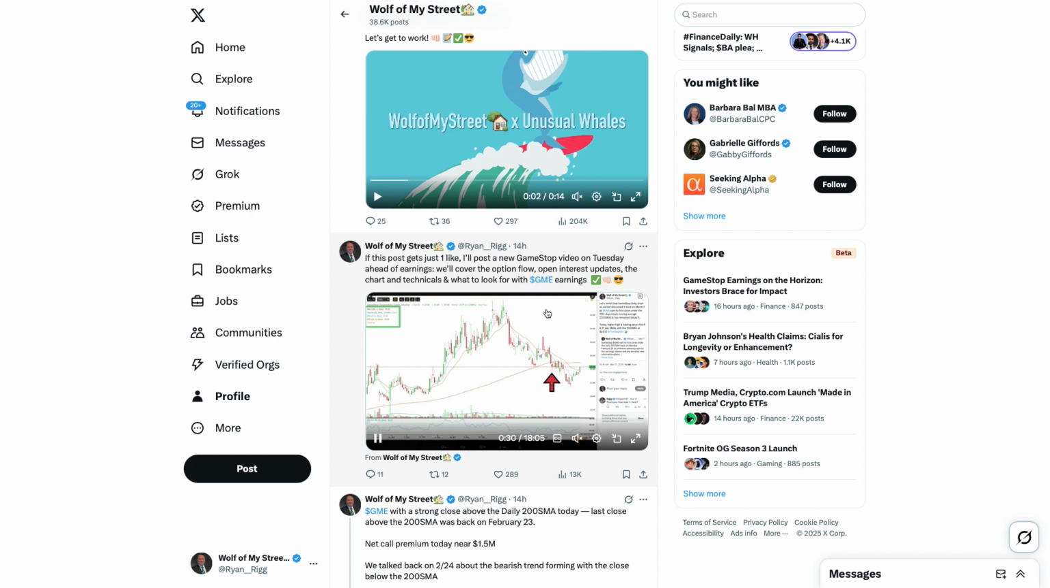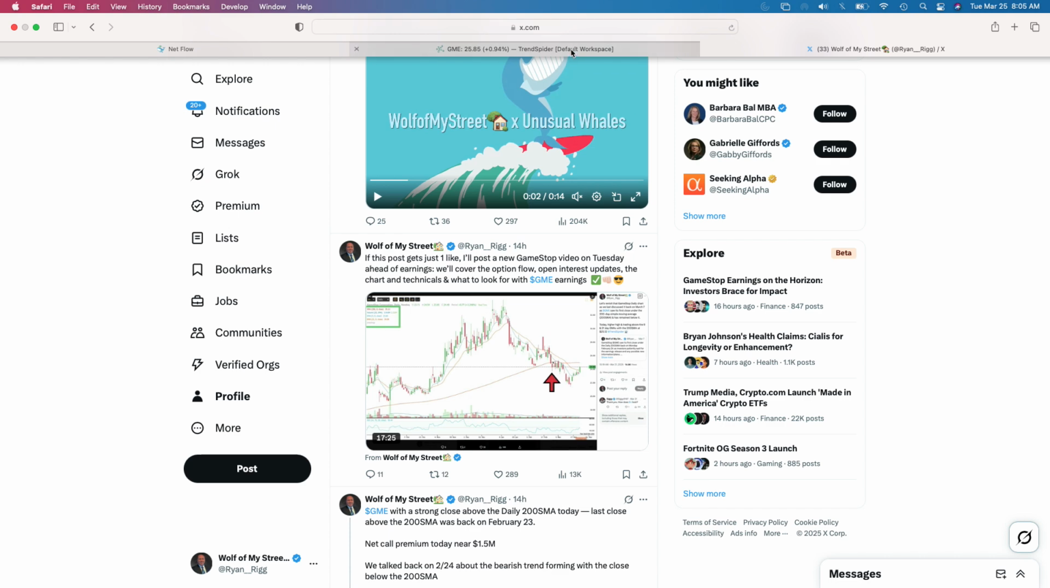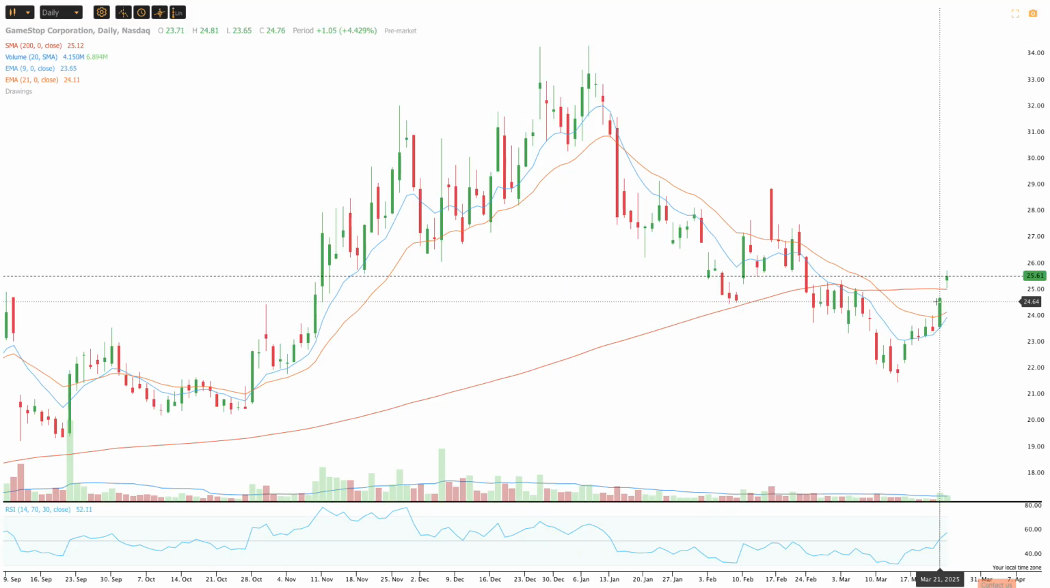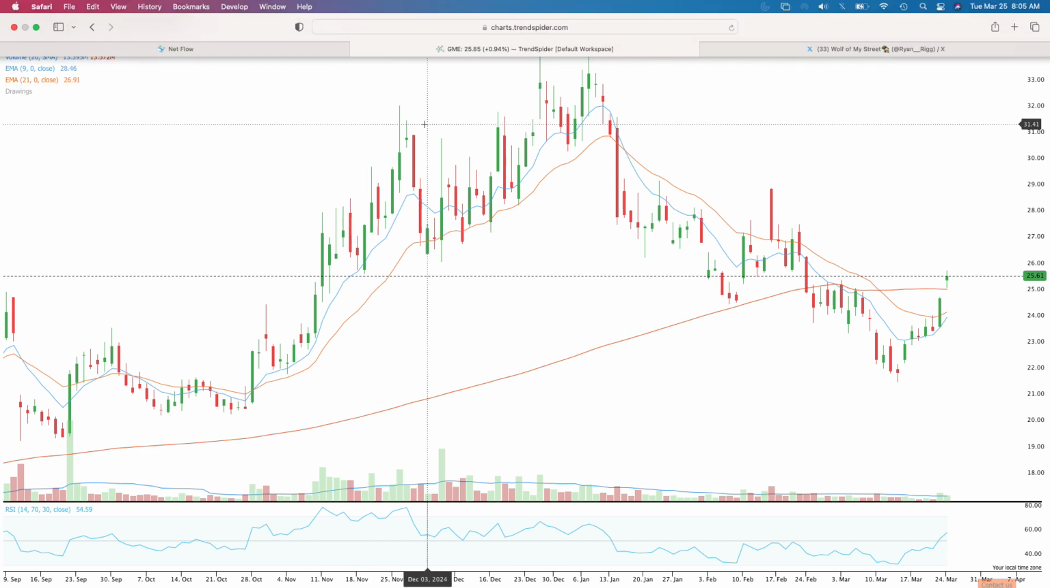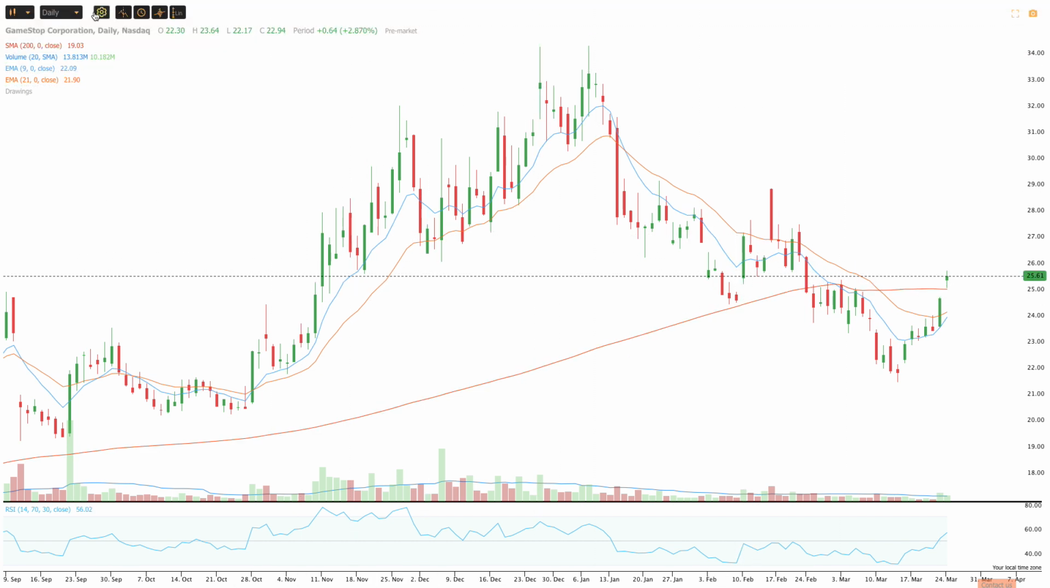So hopefully you tuned into that video yesterday. We kind of looked at the open interest. We took a look at the daily chart. There was a lot of hype behind the GameStop name ahead of earnings, as we saw, and some technical things. As we looked on the chart yesterday, we were discussing that 200-day simple moving average, 25.12. We saw the stock shoot up above there.